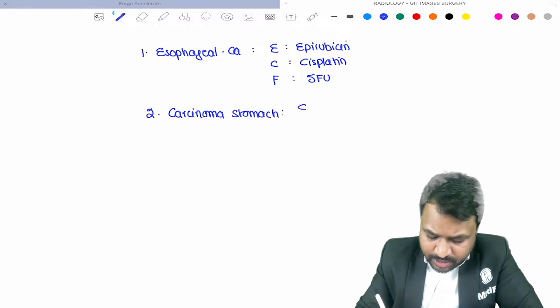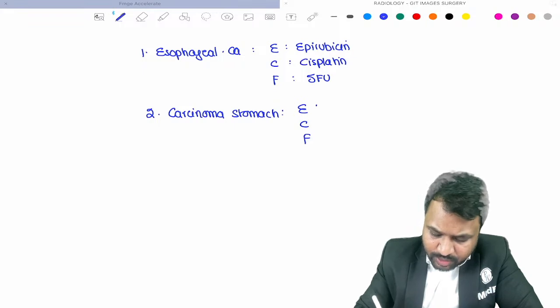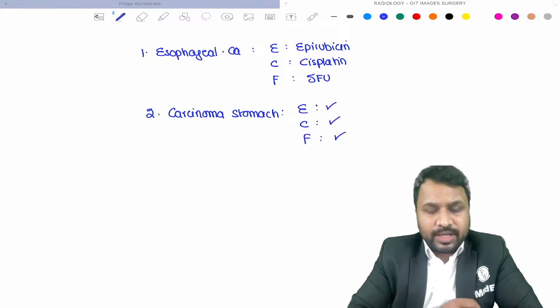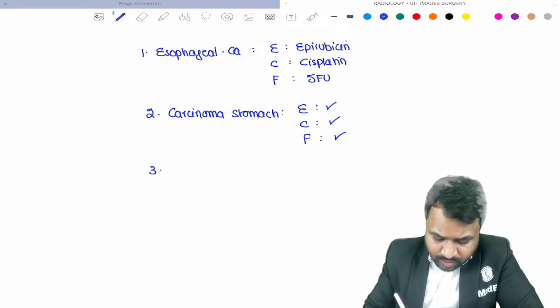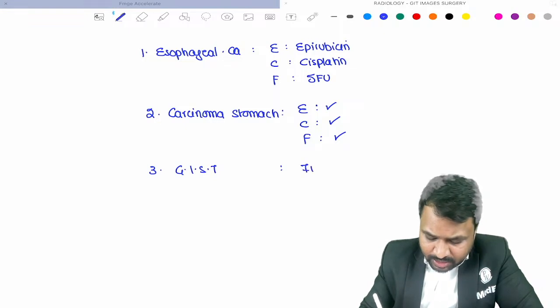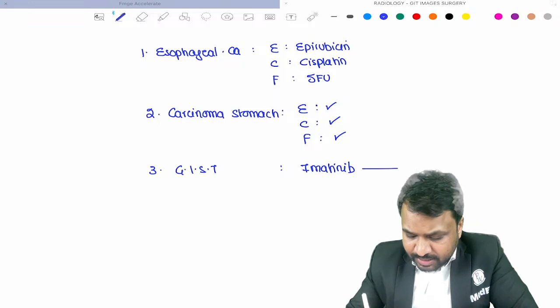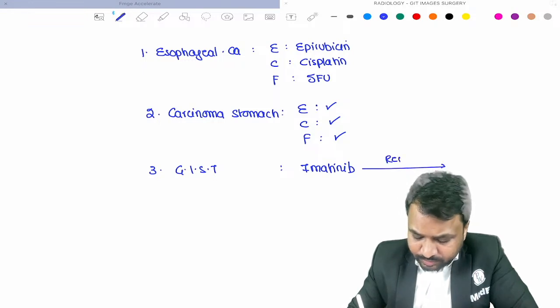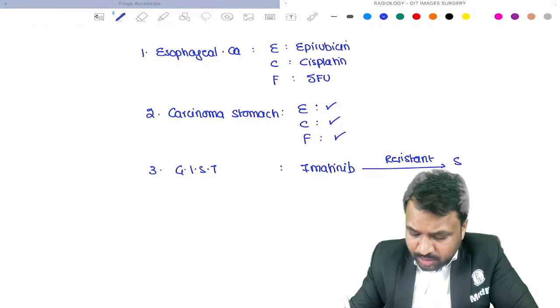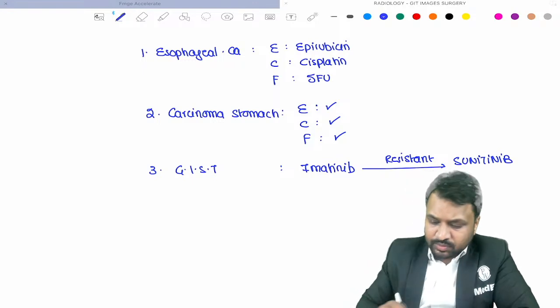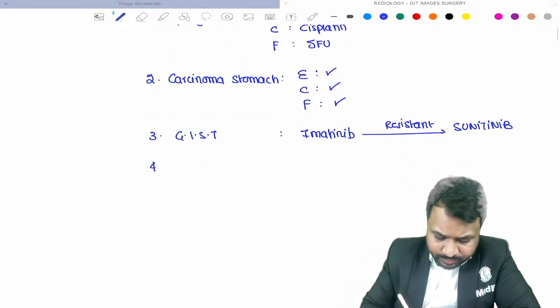For carcinoma stomach, it is the same regimen, your ECF regimen: epirubicin, cisplatin, 5-fluorouracil. Then for gastrointestinal stromal tumor, it is imatinib. Whenever there is resistance to imatinib, if it is resistant to imatinib, then sunitinib has to be given.